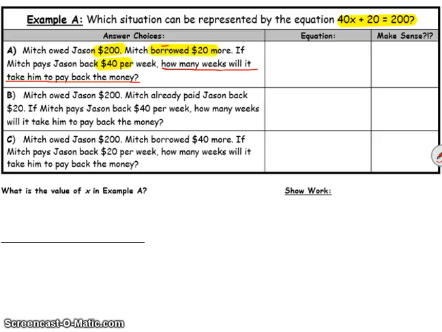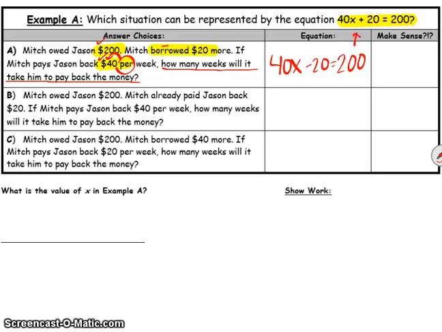So the very first thing in my equation is I always start with the total. So I have 200 is equal to, then I find the word per or each, and that's next to 40. So I'm going to put 40x. The only thing that's left, because I've already used 200 and I've already used 40, is minus 20, because remember that I'm borrowing, so I had to subtract. So 40x minus 20 is equal to 200.